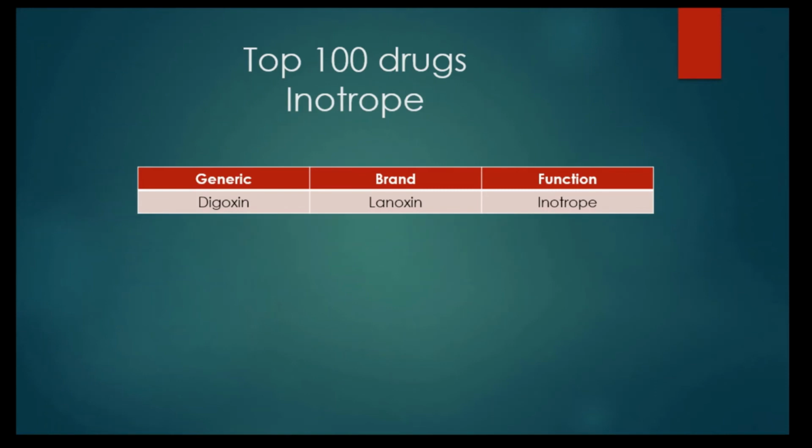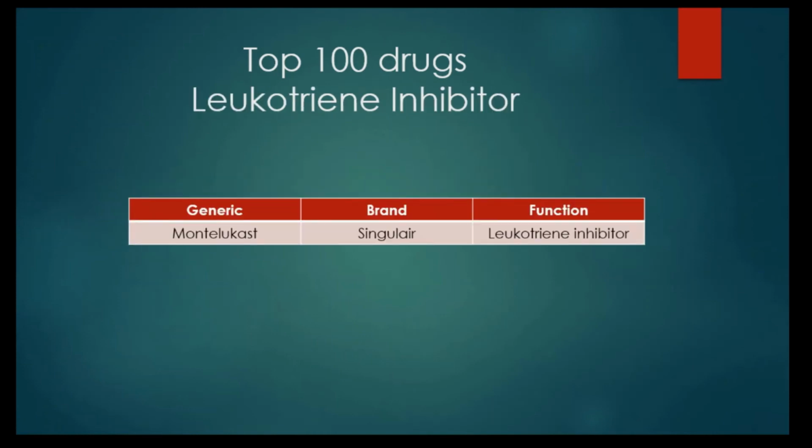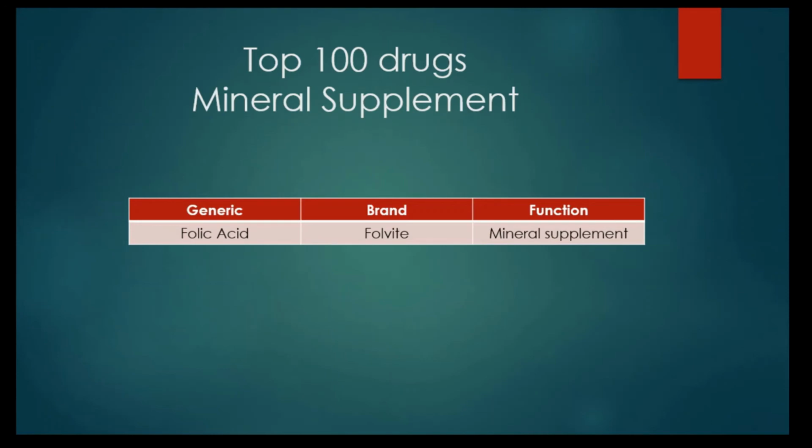We've also got digoxin, which is Lanoxin, and it's an inotrope. We've also got leukotriene inhibitors, drugs such as Montelukast. Brand name is going to be Singulair. These are for allergies. We've got mineral supplements such as folic acid or Fulvite.